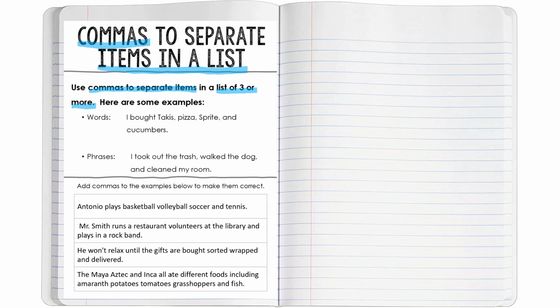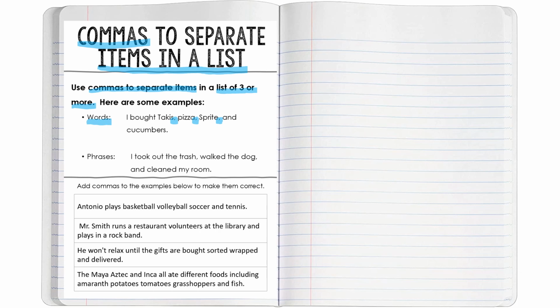First of all, I can use commas if I'm separating individual words. In this instance, I'm talking about the things I bought. I bought Takis, pizza, Sprite, and cucumbers. Since I bought more than 2 things, I'm making a list and I need to separate them. So I can say I bought Takis, comma, pizza, comma, Sprite, comma, and cucumbers.